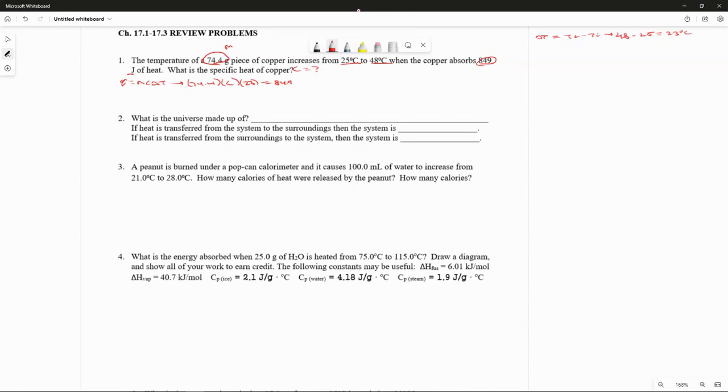The way you solve it is you get 849 divided by 74.4 times 23. That gives you C. When you calculate that, your C value is going to be 0.496, which I'm going to round to 0.5. Units for C are always joules over grams times degrees Celsius, unless it gives you the data in other units.